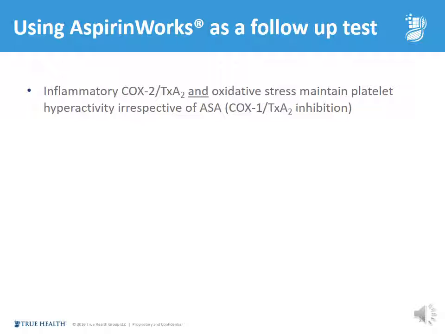Thus, when using AspirinWorks, or urinary 11-dehydrothromboxane B2 as a follow-up test, keep in mind that the inflammatory COX-2 thromboxane A2 and the oxidative stress pathways maintain platelet hyperactivity irrespective of aspirin inhibition of the COX-1 thromboxane A2 pathway. You do not stop the aspirin. You want to take out the COX-1 pathway, but you have to reevaluate what might be setting off the COX-2 or the oxidative pathways. Interestingly, this phenomenon appears to be more significant in women.